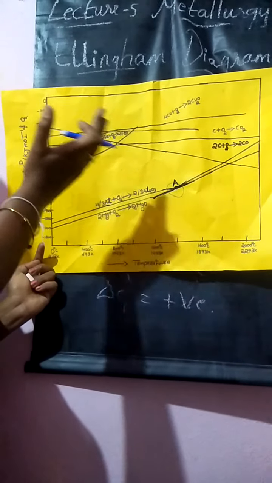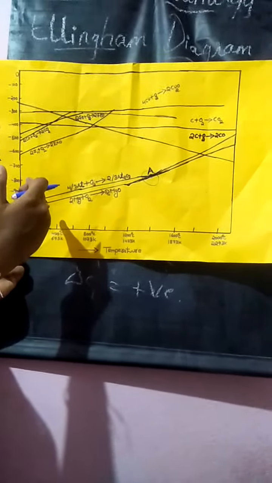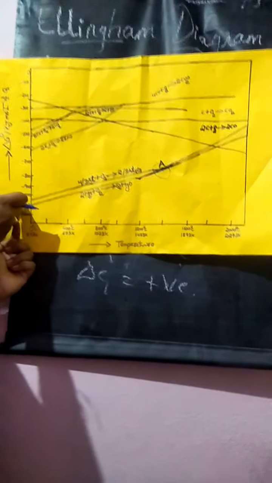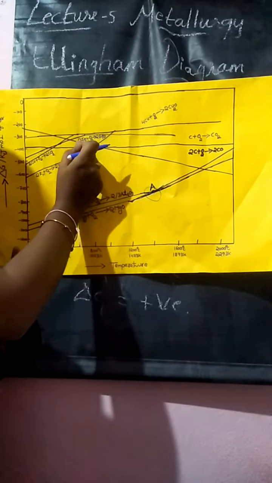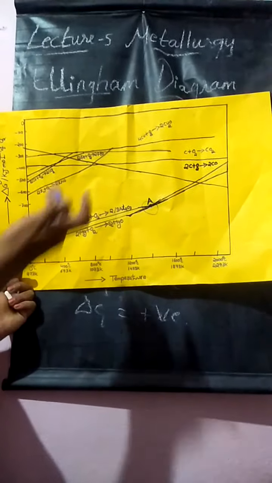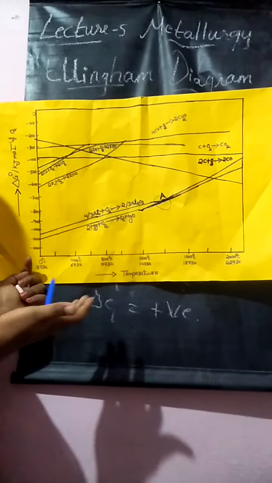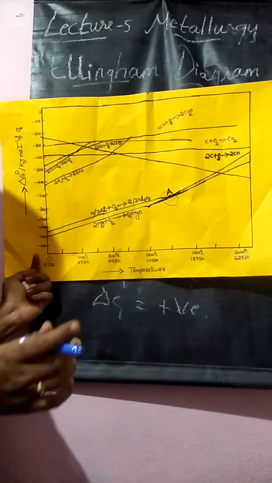But the values of delta G we need is for the conversion of oxide into its metal form. So these values we have to take in the reverse way. The diagram is showing the conversion of metal into its metal oxide, but in the smelting process we need the metal oxide converting into the metal form. So that is the important point which you have to notice here.